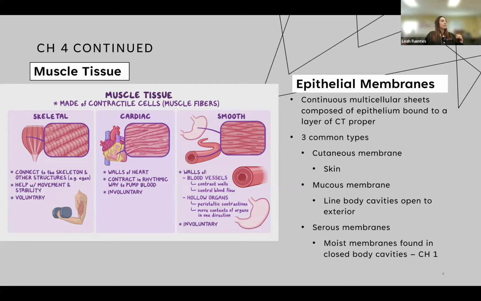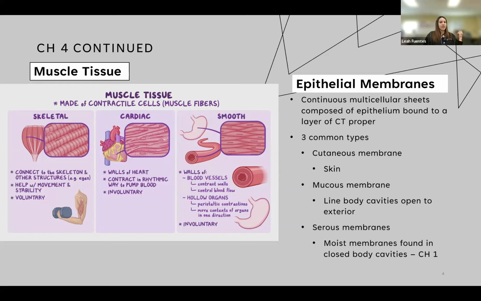So our cutaneous membrane is our skin. Does anybody know what tissue that comprises, what that makes up? Yeah, keratinized stratified squamous epithelium is our skin, or cutaneous membrane. And I'll put a picture up in a second.